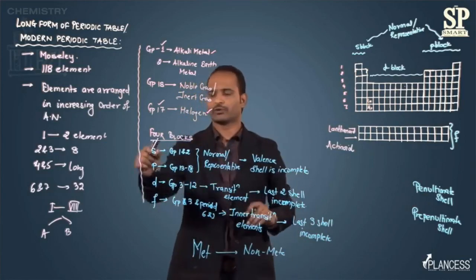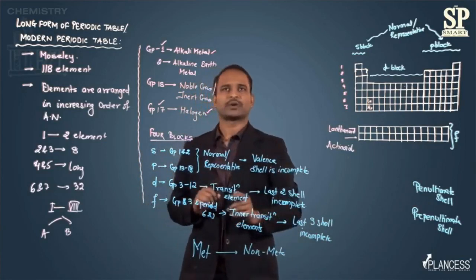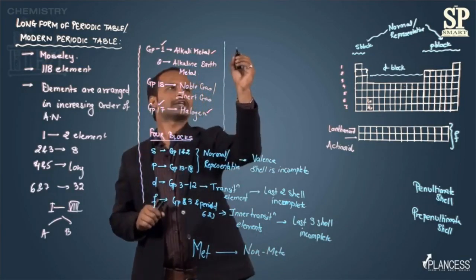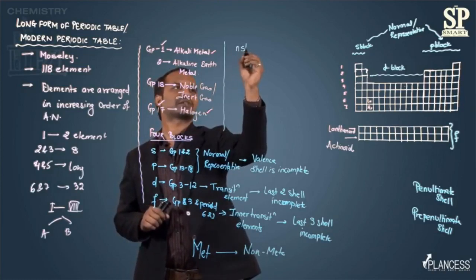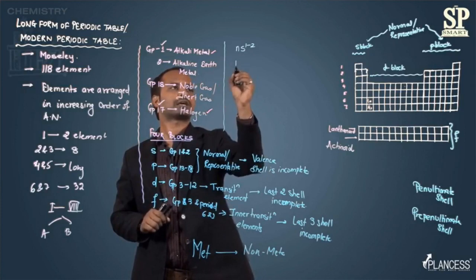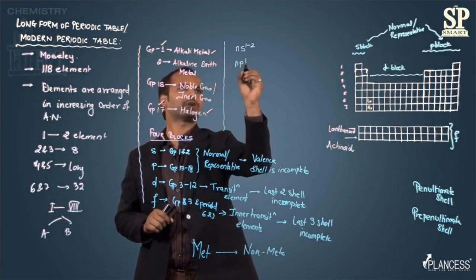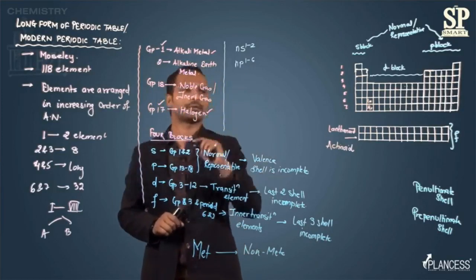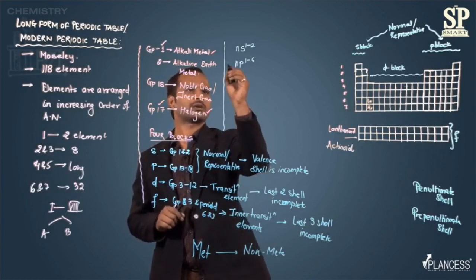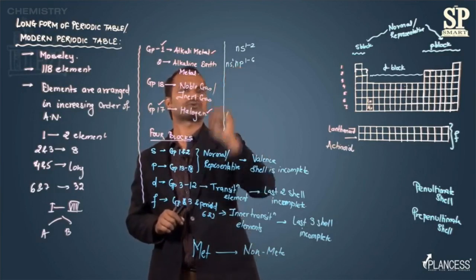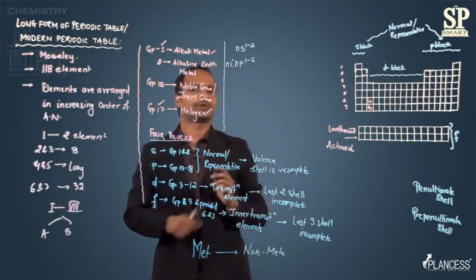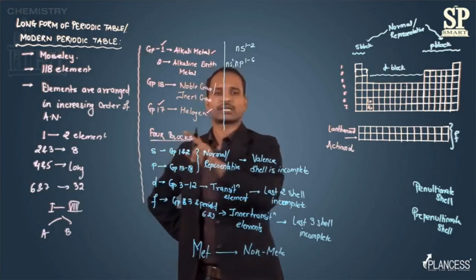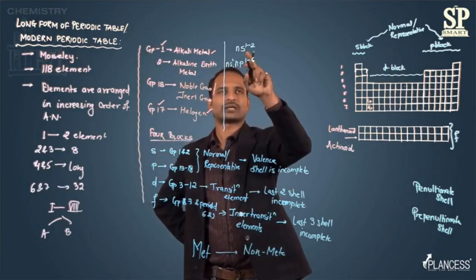So as I said, we have 4 blocks: S, P, D and F. S block elements have the general electronic configuration ns1 to 2. P block elements have the general electronic configuration np1 to 6. And D block elements have a configuration like, or I can say here it is ns2 np1 to 6 valence configuration. D block elements, their last 2 shells are incomplete. And S block elements are the elements whose last electron enters the S orbital, that's why the last electron enters S.